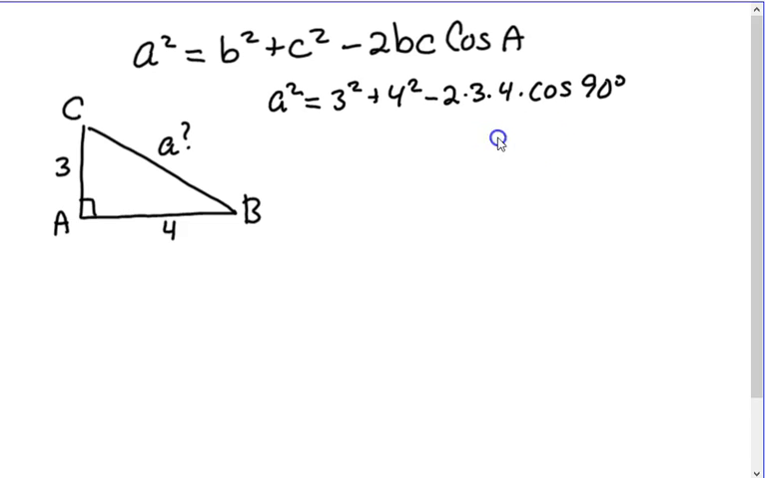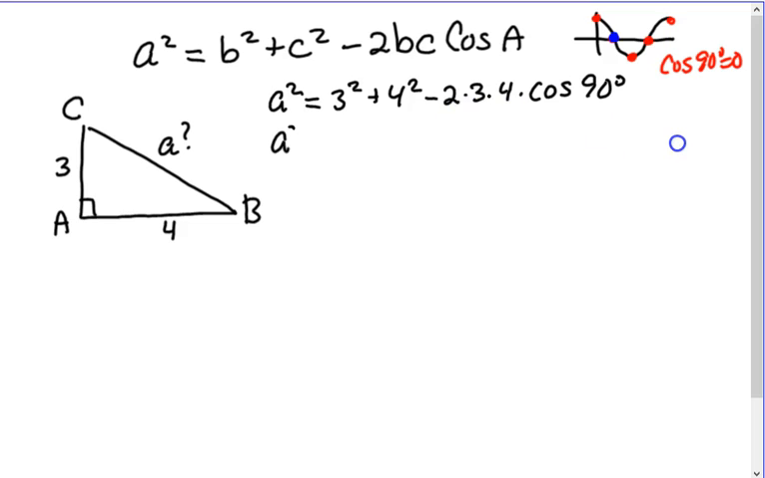Well, if I do cosine of 90, let's just recall a little cosine graph here. Cosine of 0 is 1, cosine of 90 is 0, cosine of 180 is -1, cosine of 270 is 0, cosine of 360 is 1. So cosine of 90 is equal to 0. That's this point right here. So 2 times 3 times 4 times 0.